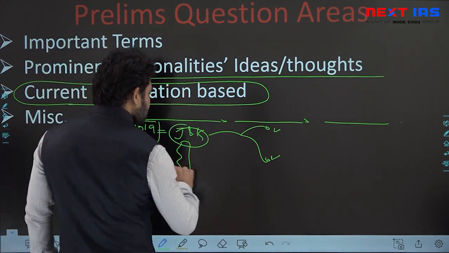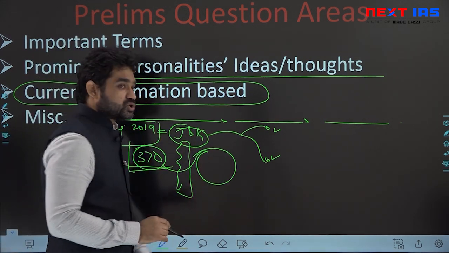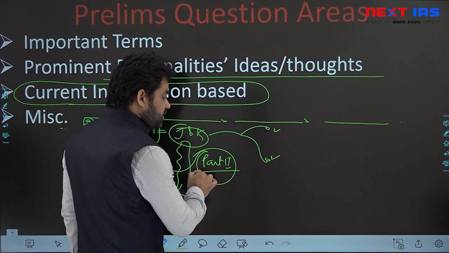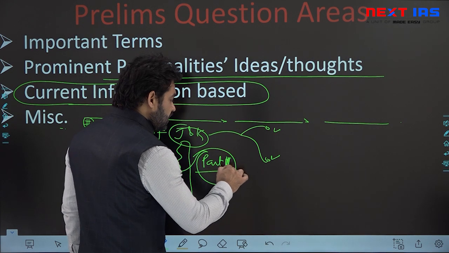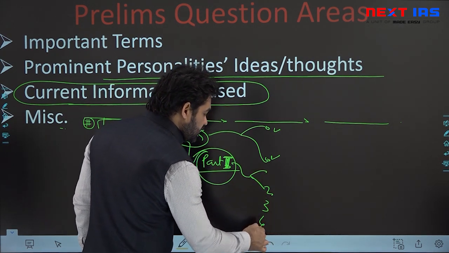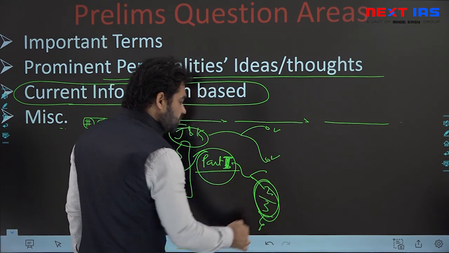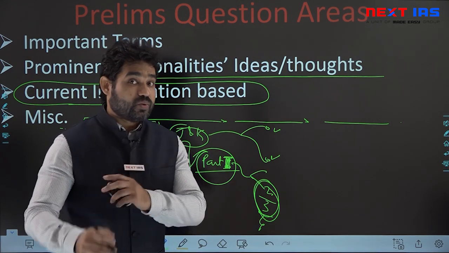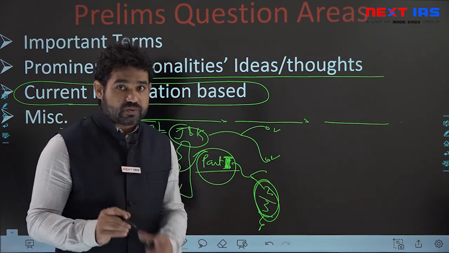Then number two is what reorganization took place. So the reorganization means we are talking about part 1 of the Constitution of India. In part 1 of the Constitution of India, we are talking about Article 1, Article 2, Article 3, Article 4. Article 2 and 3 become relatively more significant from the preparation point of view. So part 1 is one area which we need to study.